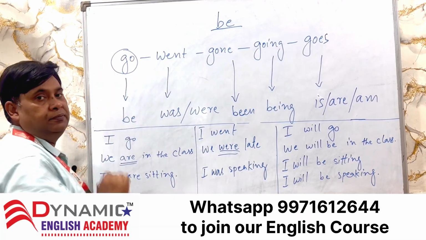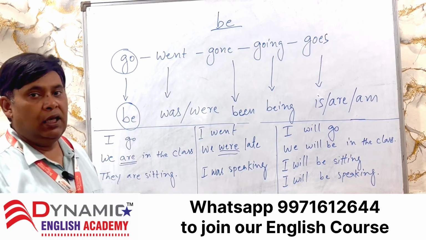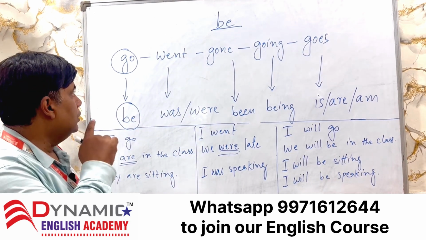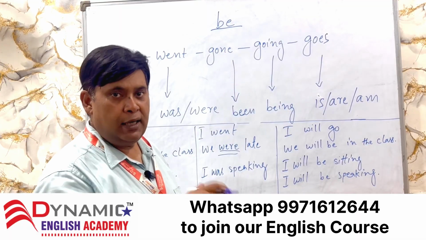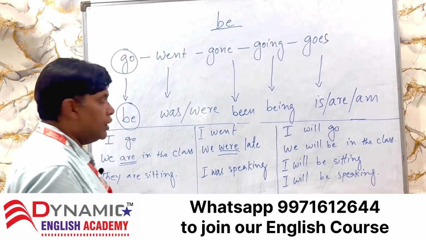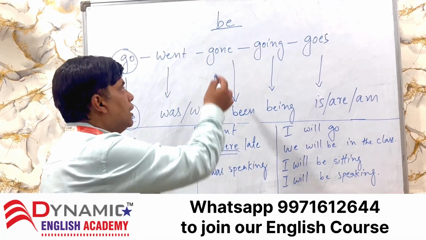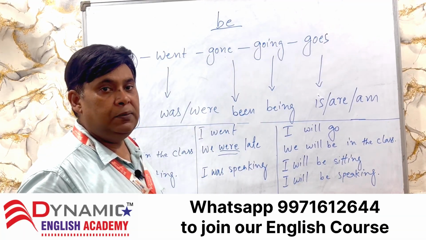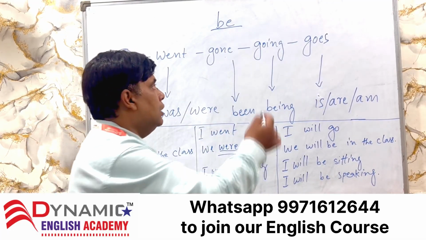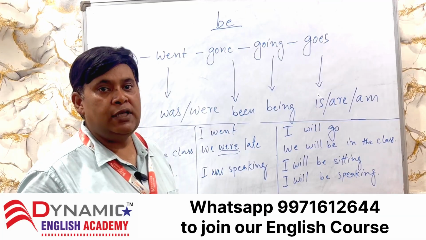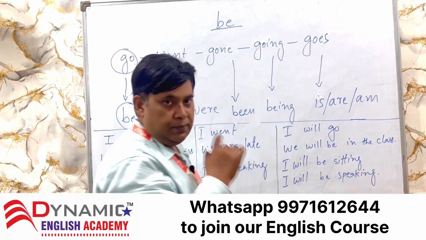Go is a verb, and just like go, be is a verb. And the difference is go has different forms. It is a verb and it has different forms. For example, the past form of go is went. The past participle, which is third form of the verb, that is gone. And if you use ing with that, it is going. And if you use s as present simple, then it will be goes.